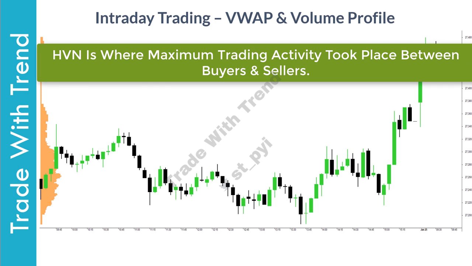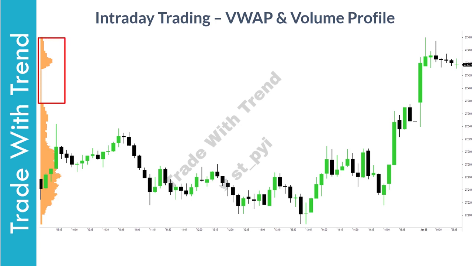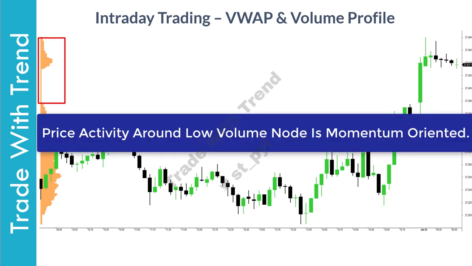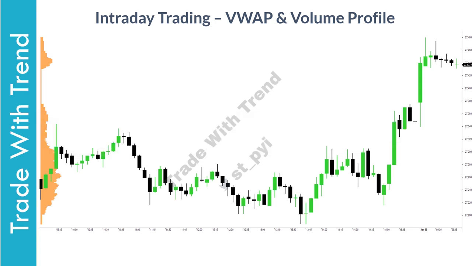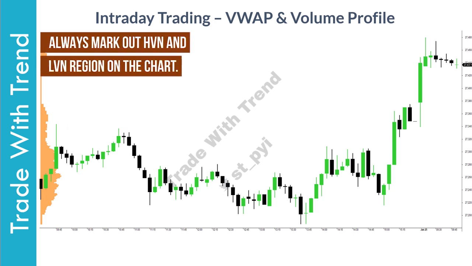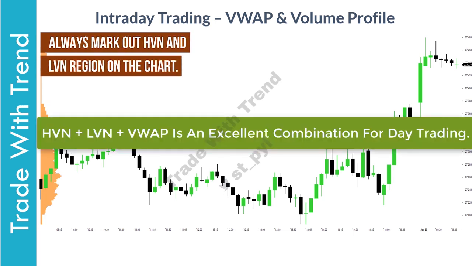Low volume node marked here is where little trading activity took place between buyers and sellers. And generally this will be a price level that gets quickly rejected by traders. Trading activity around the low volume node region is fast and aggressive, and price usually tests this level and then passes through or gets rejected from it. High volume node and low volume node represent break-even points for long time frame traders, and this is the main reason why these levels work so well in the market.